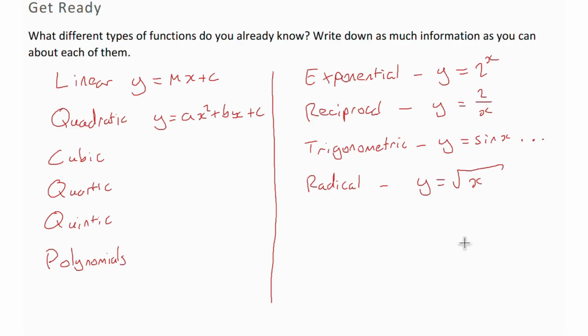Maybe you came up with some more. What other functions did you come up with that are not here? Just double check that they are functions. Remember our definition of a function being that there can't be more than one output for a single input, it has to pass the vertical line test. But there are lots and lots of different functions that you might have come up with here.